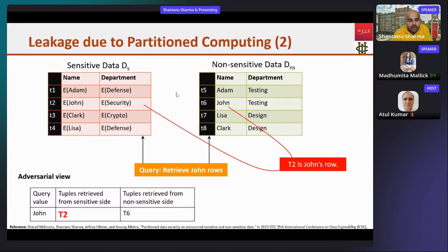Shantanu, we are almost ending. It's almost 10. So if you can wrap up quickly, maybe. Yeah, I have only two or three slides more. Sure, within one or two minutes, please.